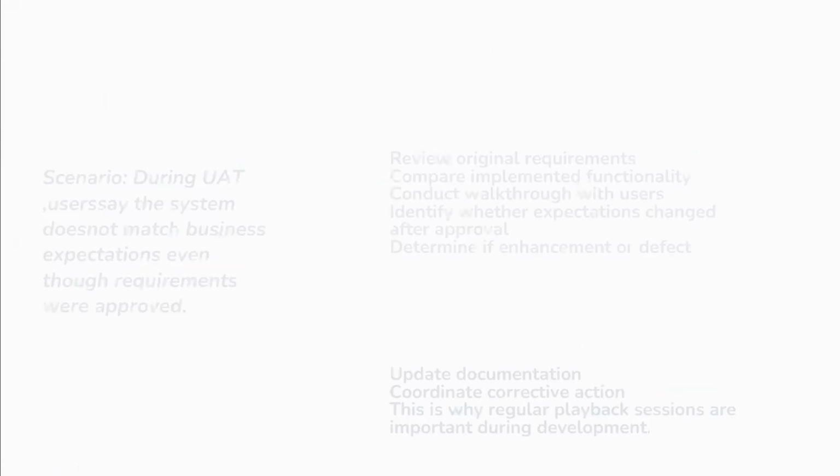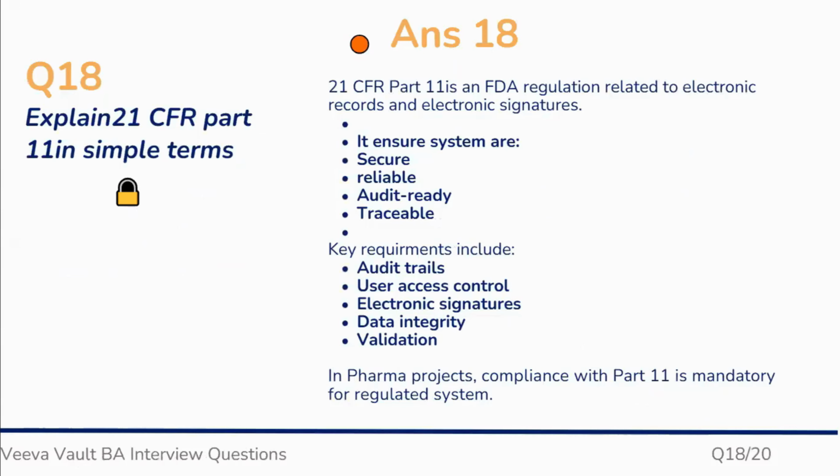Now, question number 18. Explain 21 CFR Part 11 in simple terms. 21 CFR Part 11 comes from the pharma side. You are already well aware, but still I'm telling you that it ensures the systems are secure, reliable, audit ready, and traceable, right? And the key requirements should be included in your test script: audit trail, user access control, and electronic signature, which should capture data integrity and validation. So in a pharma project, compliance is a key priority, and Part 11 is mandatory for regulated systems.